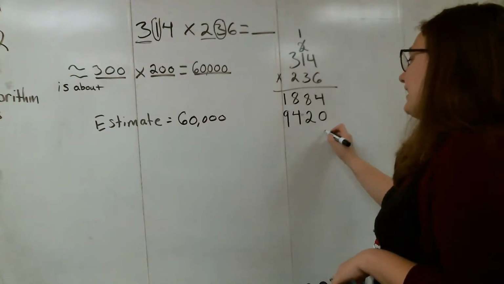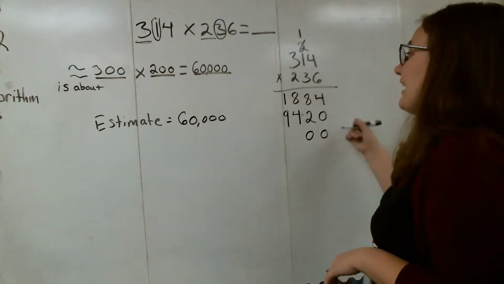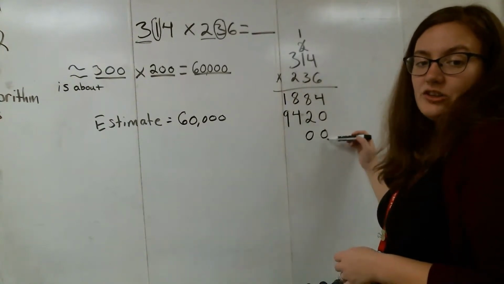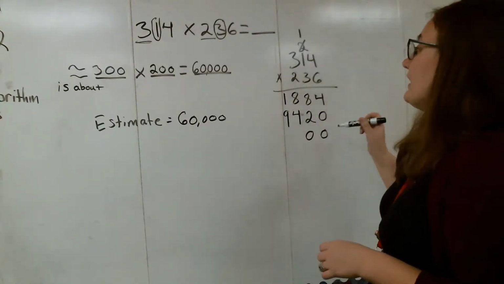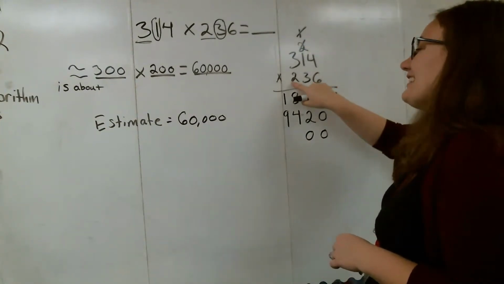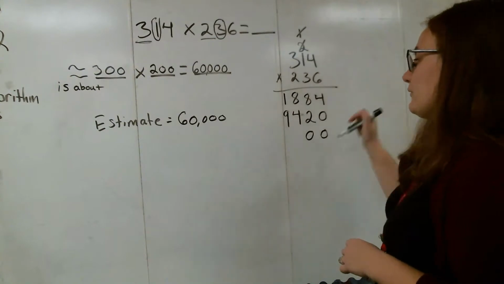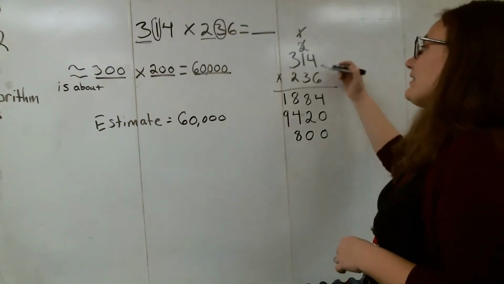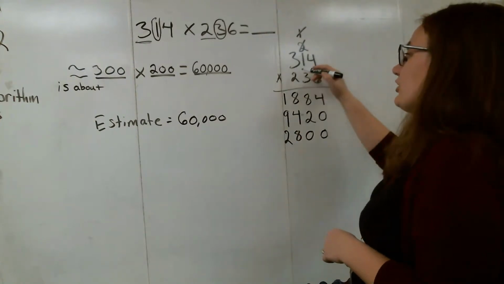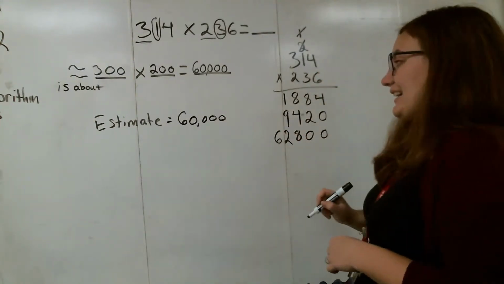Now finally I'll add on 2 zeros this time because I am multiplying a number in the hundreds place, so I need these 2 placeholders right here. And I will also make sure you cross off your numbers as you use them. Let's start. So we're going to do 2 times 4, which is 8, 2 times 1, which is 2, and 2 times 3, which is 6.